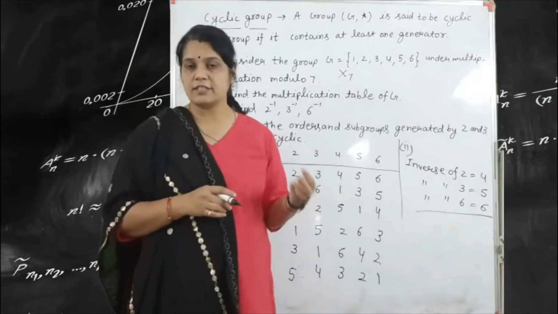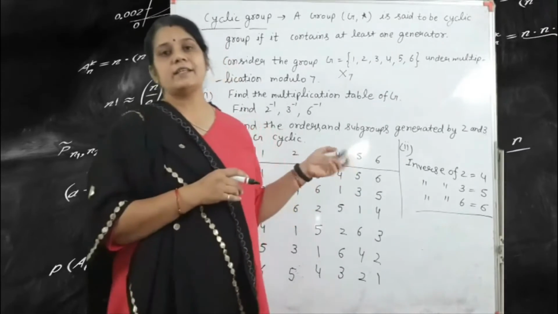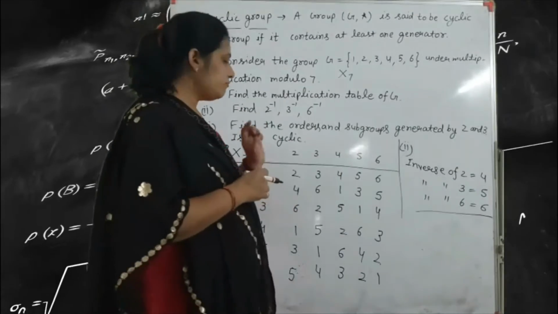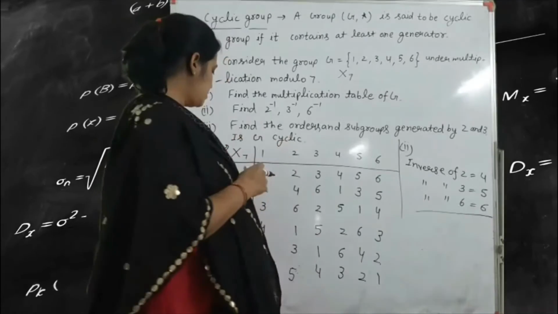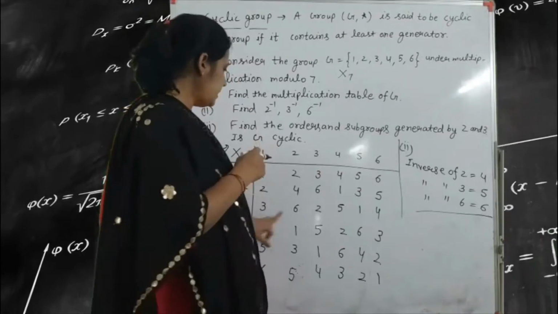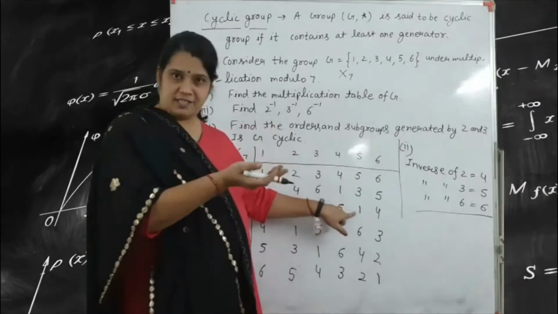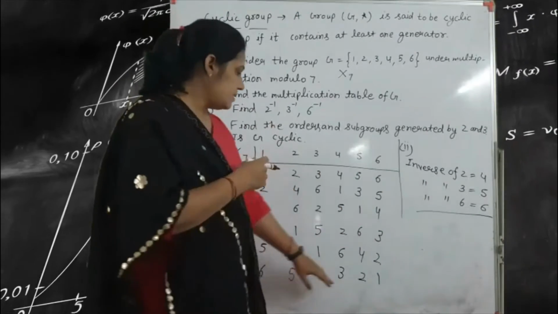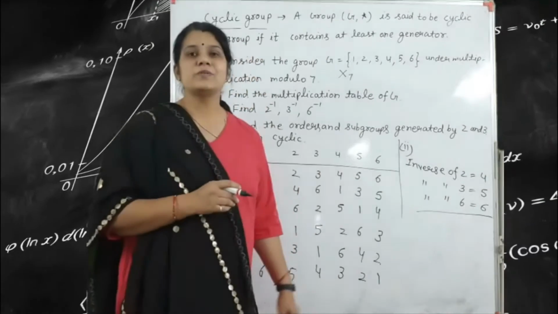And what is the logic? The logic is that you check, according to your table, only for the number 1. So 2, 1, 4: the inverse of 2 is equal to 4. 3, 5: the inverse of 3 is equal to 5. And 6: the inverse of 6 is equal to 6.